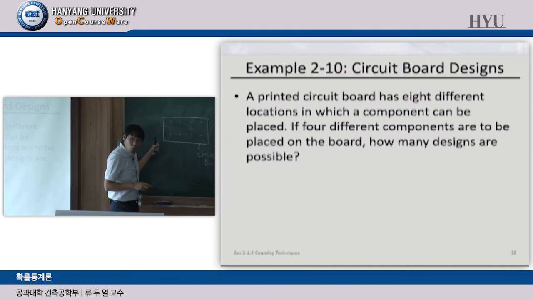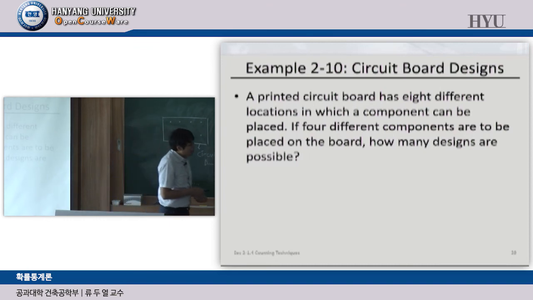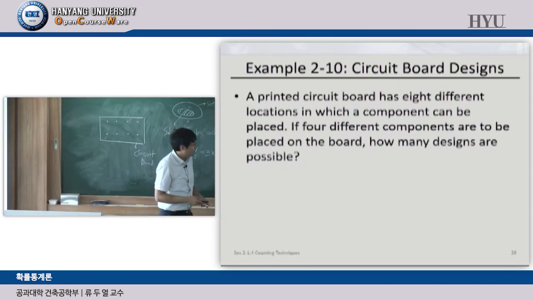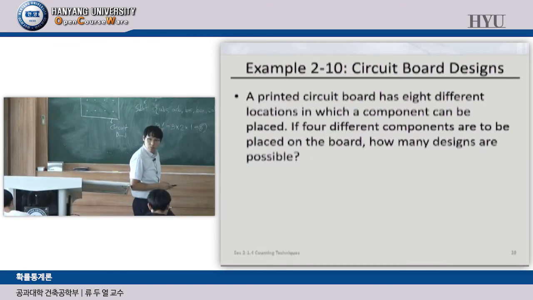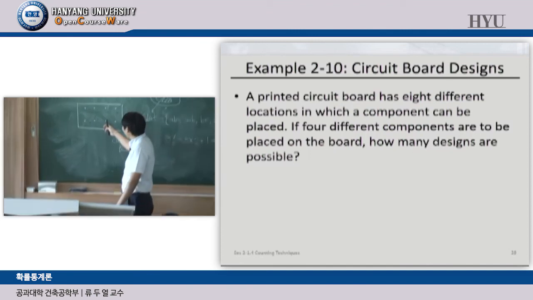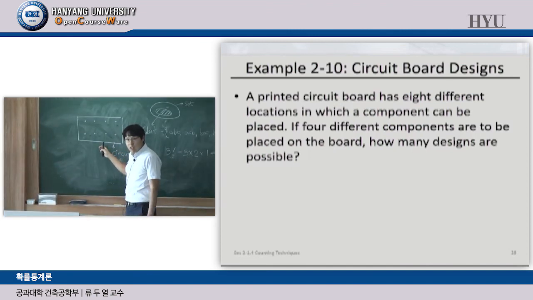So this is the circuit board having 8 different holes, okay? And if 4 different components are to be placed on the board, how many designs are possible? 8 is the number of elements in the set, right? And we can have 4 choices to be placed among these 8 holes, right? So in that case, 4 is the number of the subset, right?